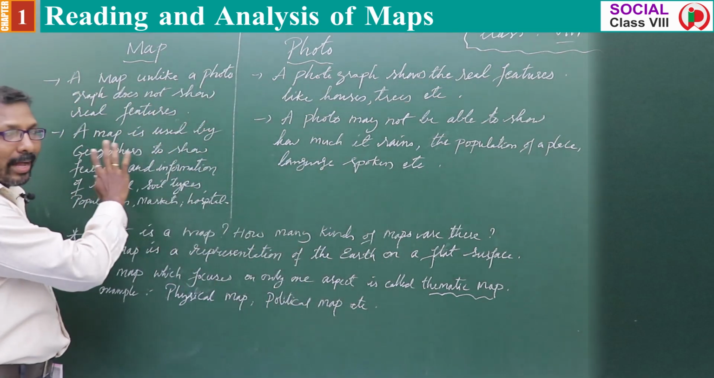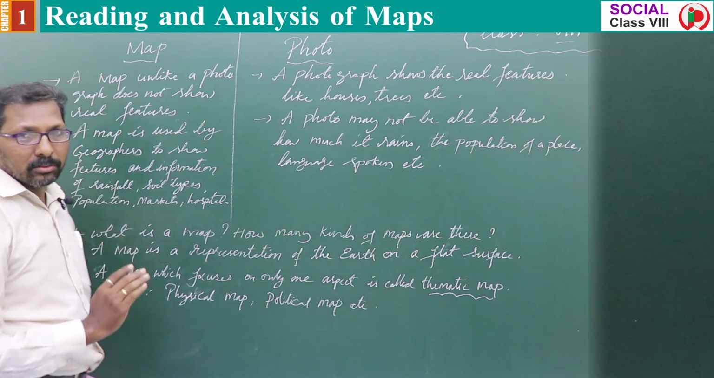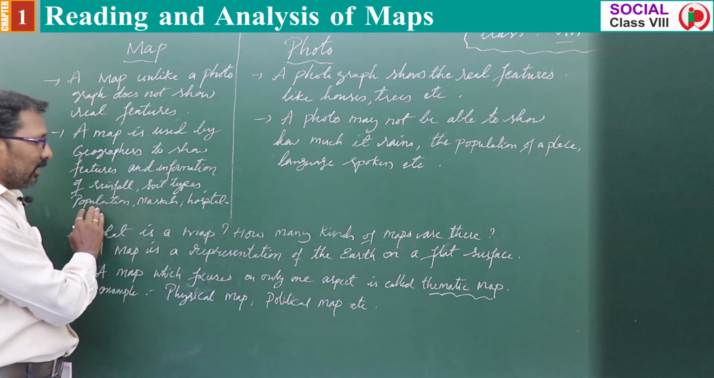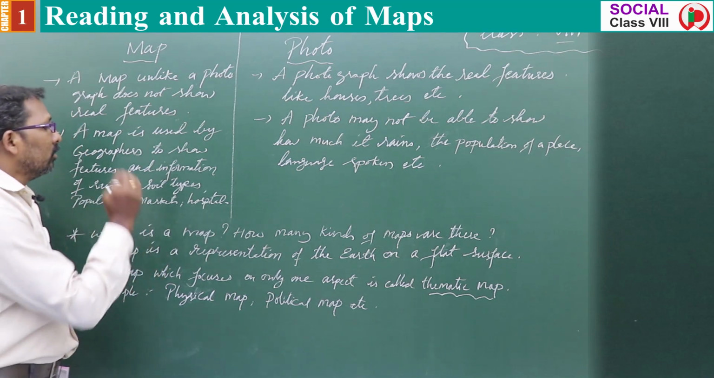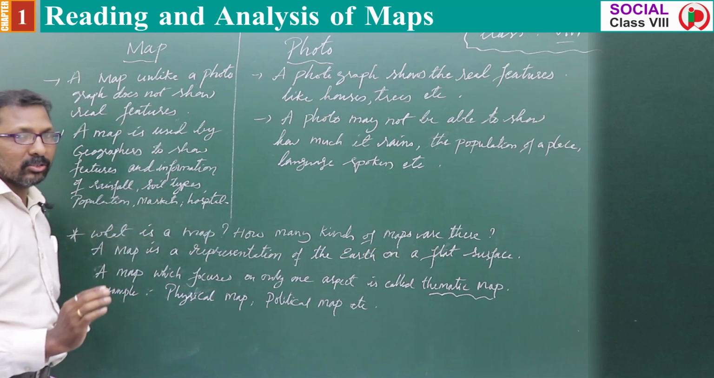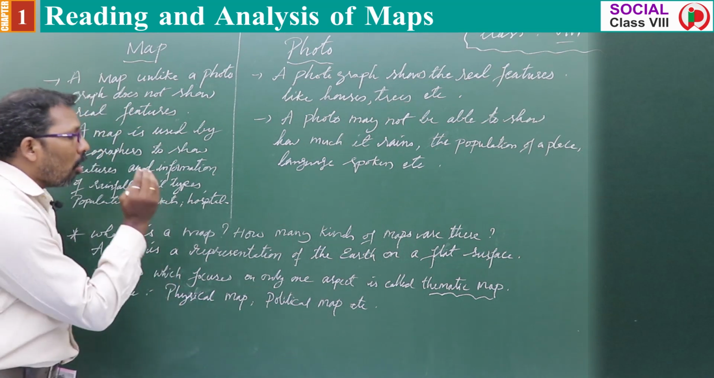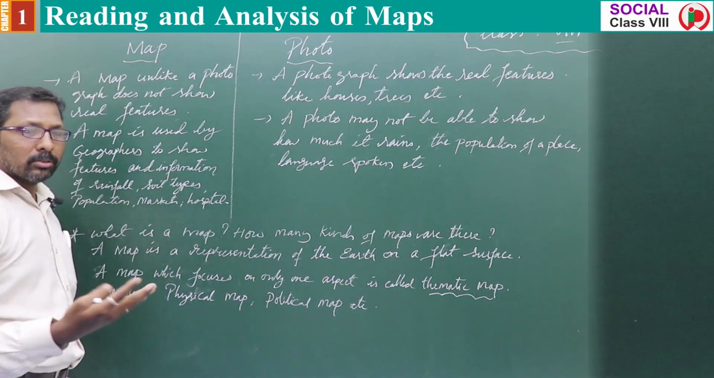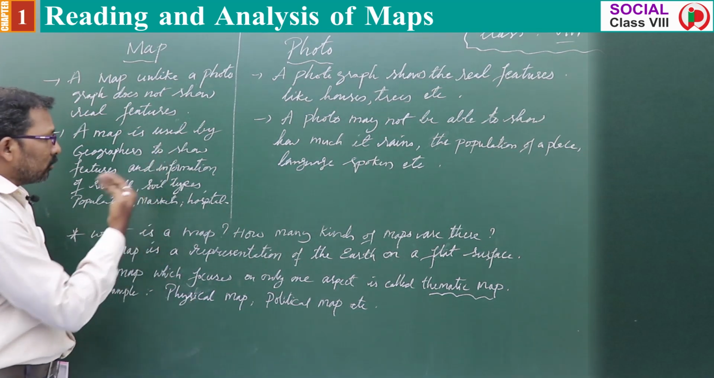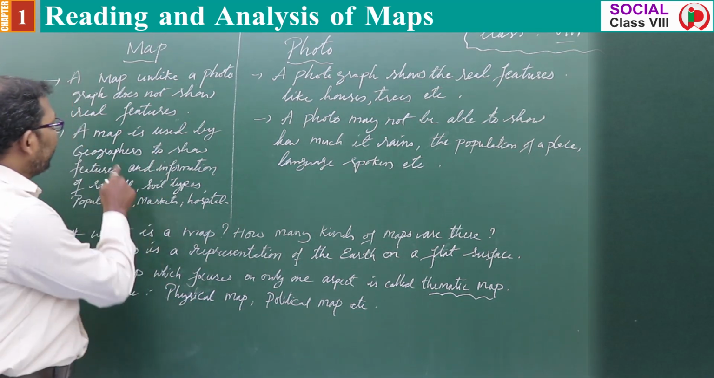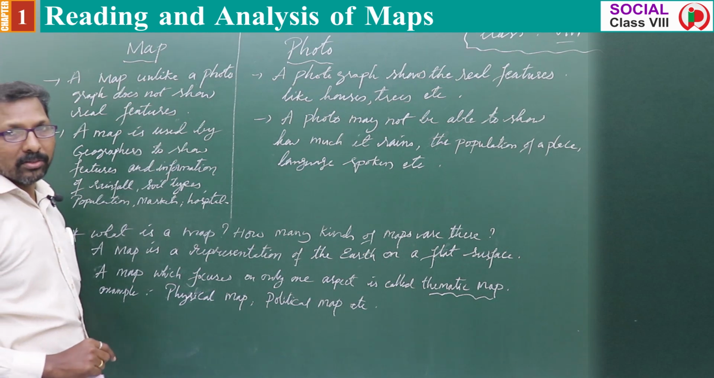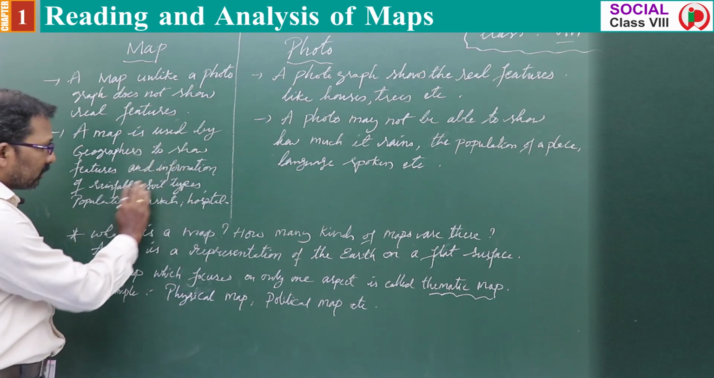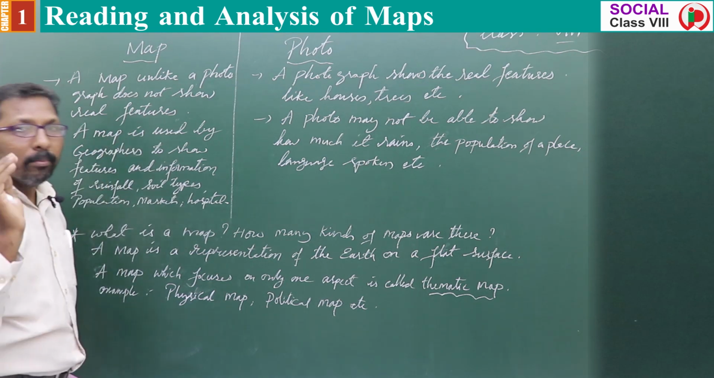A map is used by geographers to show features and information on rainfall, soil types, population, markets, hospitals, rivers, roads. So many things can be shown. Who does it? It is done by the geographers. They give us every piece of this information on a map.